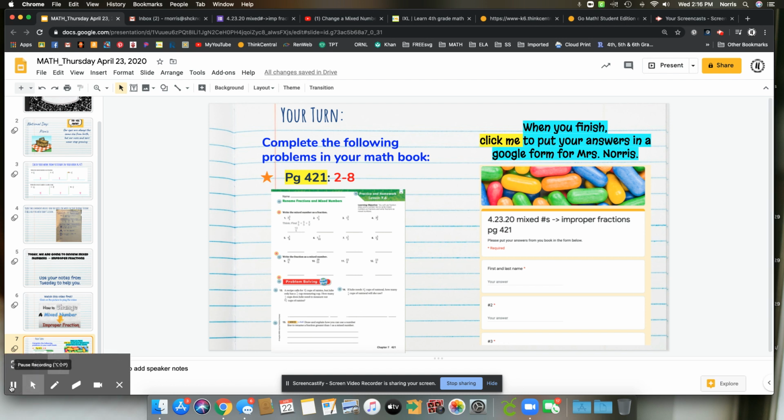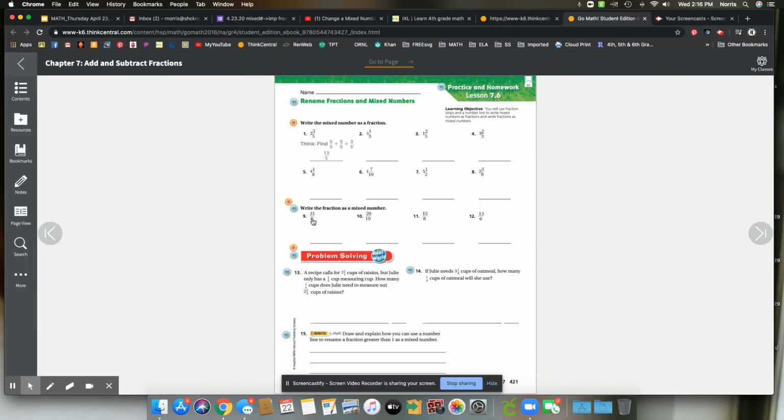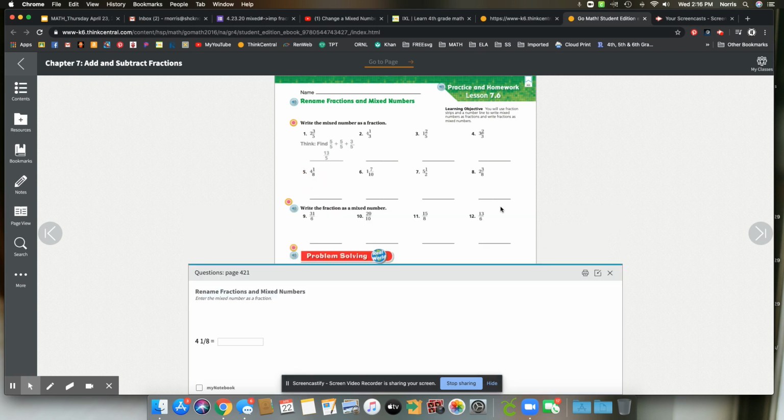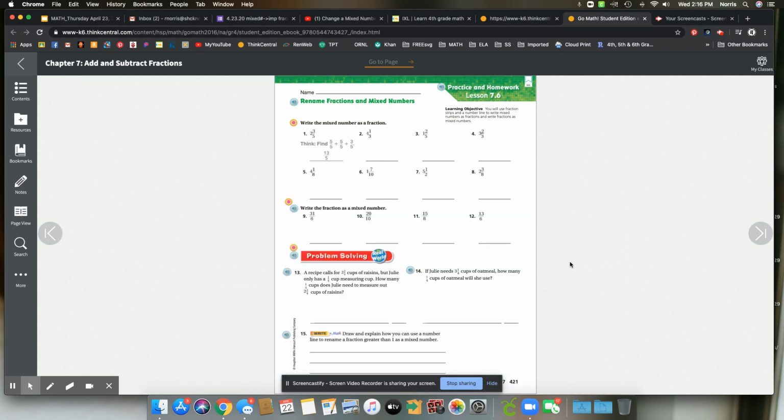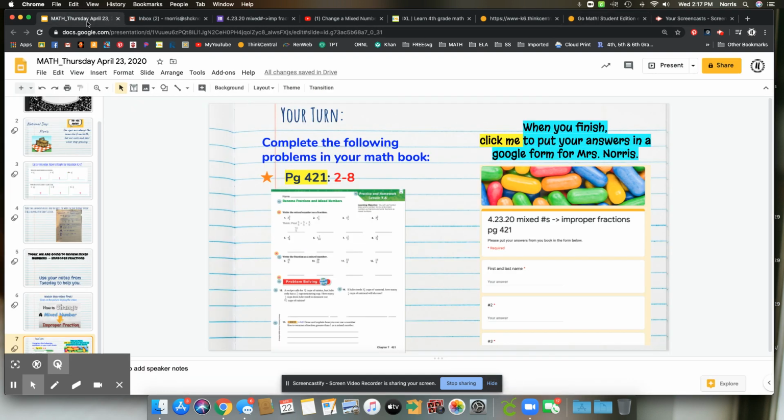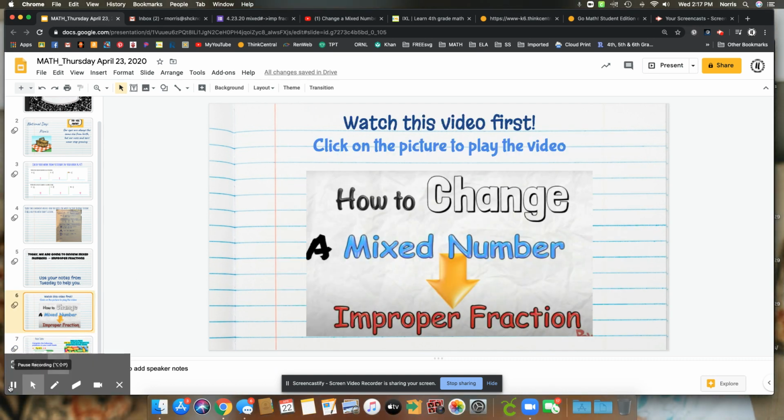All right, guys. I hope you have a great day. And tomorrow we'll be going backwards. We'll be going the other way. We'll be going from improper. So if you actually look on your paper, we'll be going from improper to mixed. Okay, I knew that was going to happen. But so that's tomorrow's lesson, a little preview there. All right, guys. Hope you have a good day. Bye.